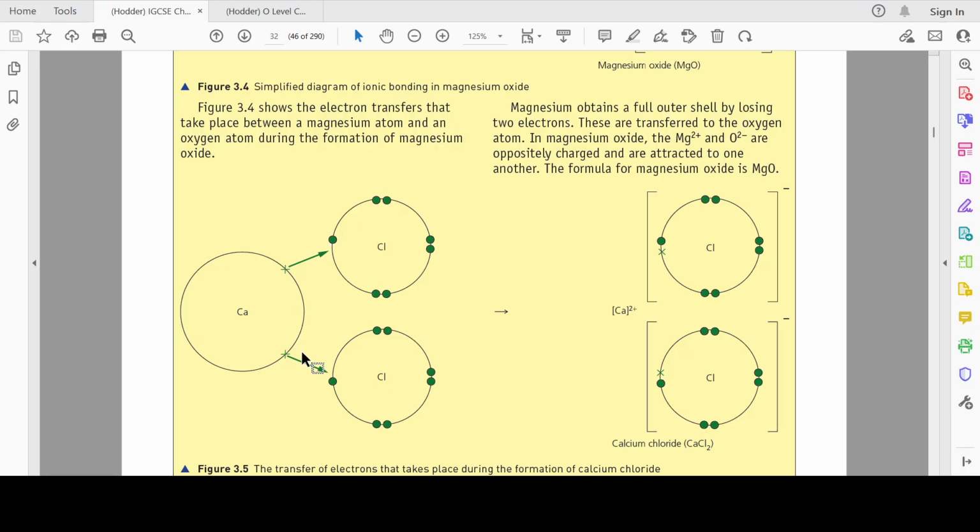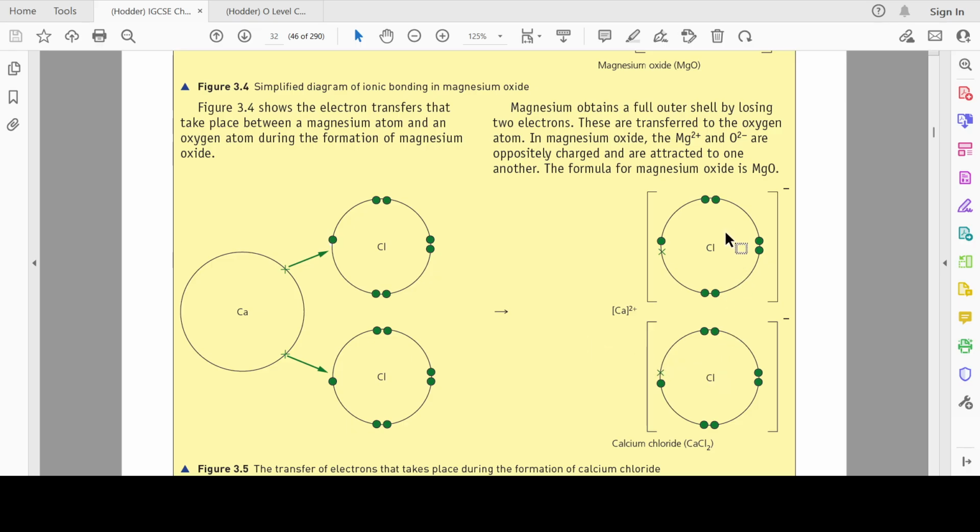Now, calcium is losing two. It's reacting with chlorine. Chlorine is in group 7, so as you know, it just needs one electron. Calcium is losing two, and chlorine can only take one. So two atoms of chlorine will react with one atom of calcium, and each of the chlorine atoms will take one of the electrons from calcium. This is what you're going to end up with. Again, calcium's outermost shell will become empty. It will have a charge of 2 plus because it has lost 2 electrons.